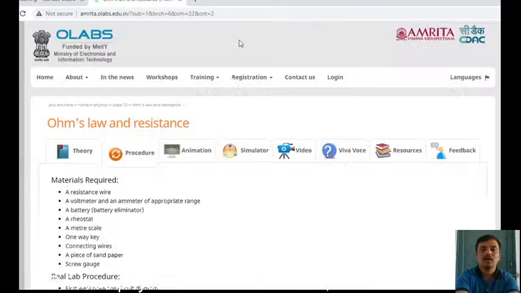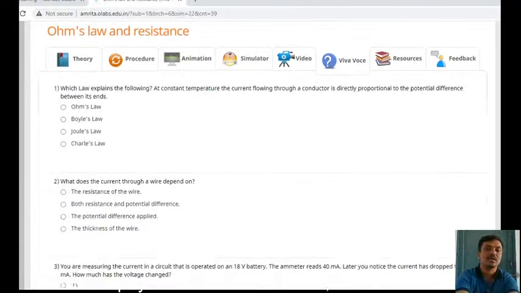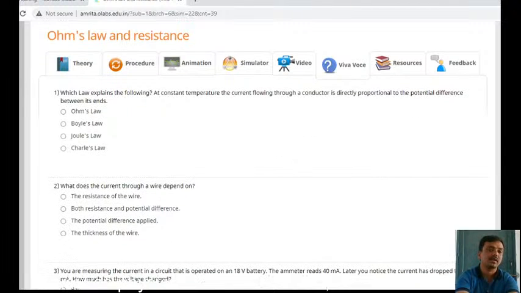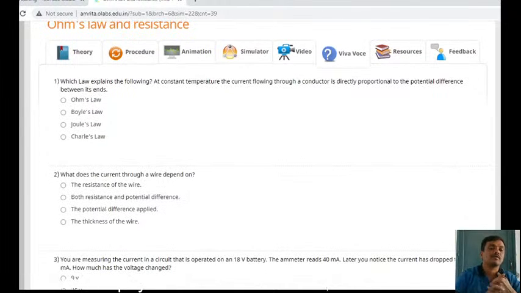And I will give some viva voce also. In Google there is OLAB. You can search for OLAB and you can also do the practical. And there are some viva questions. These viva questions are useful for the exam. Based on this practical you will get two marks in physics. There are only two practicals: one is Ohm's law and the other is the prism practical.